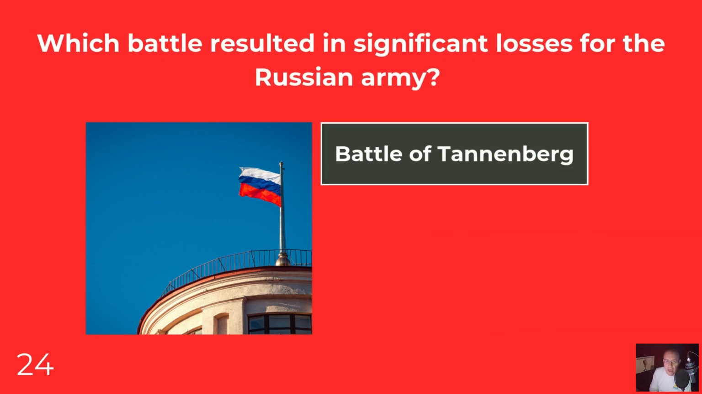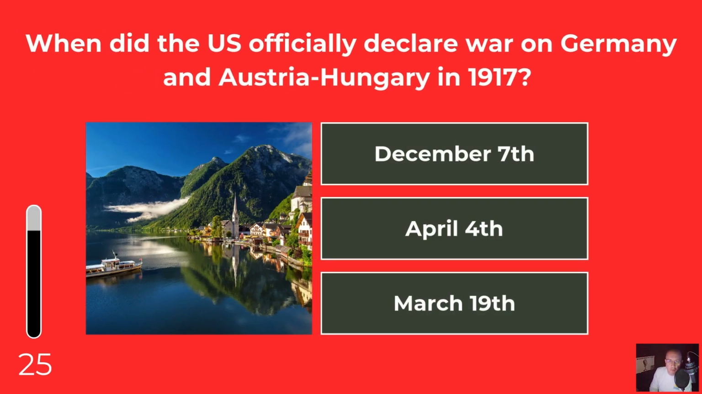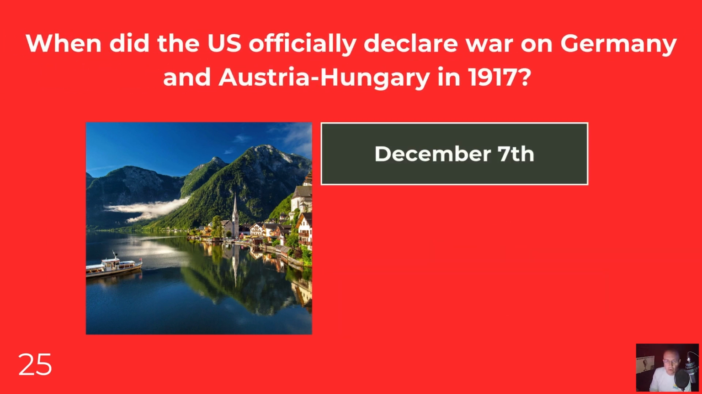It was the Battle of Tannenberg. When did the U.S. officially declare war on Germany and Austria-Hungary in 1917? December 7th, April 4th, or was it March 19th? The U.S. officially declared war on December 7th, 1917.